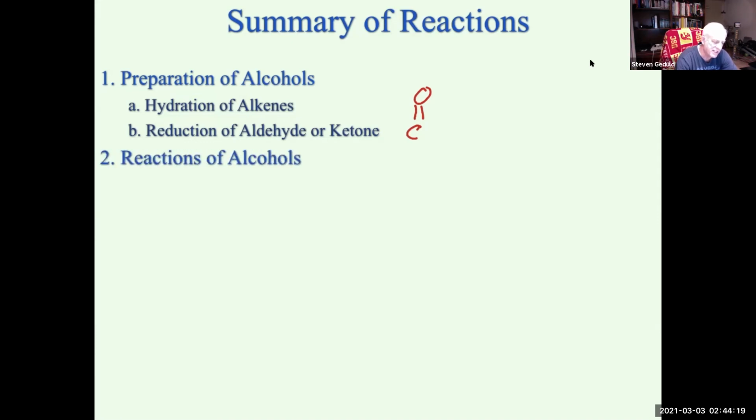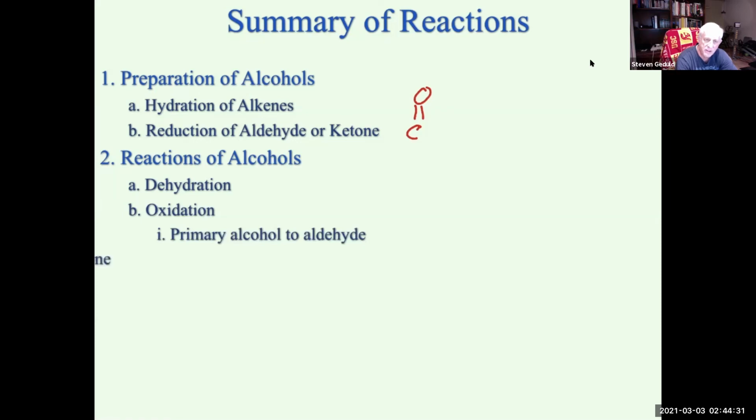Reactions of alcohol. That's how you make alcohols. Now, alcohols can react by dehydration. We can remove water from them. Oxidation. We can add a carbonyl group to it. Okay. A primary alcohol oxidizes to an aldehyde. Secondary alcohol oxidizes to a ketone, and a tertiary alcohol does not oxidize.